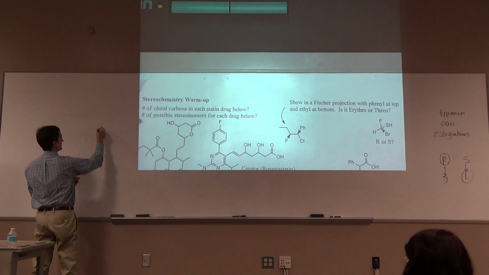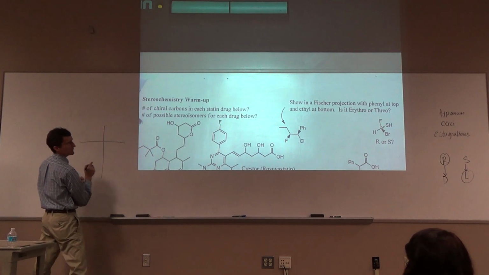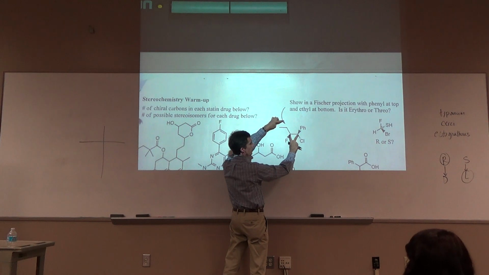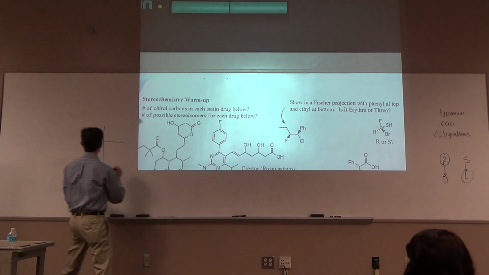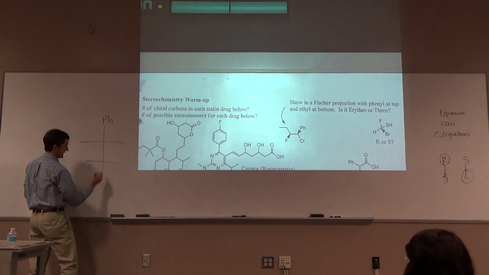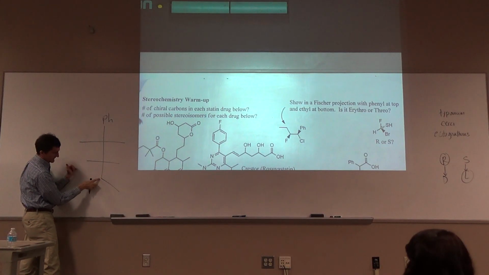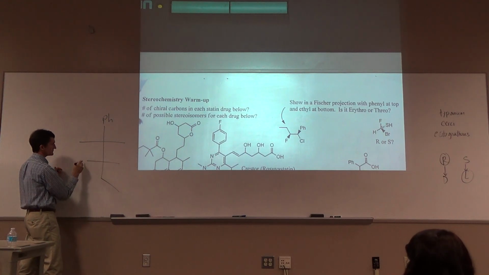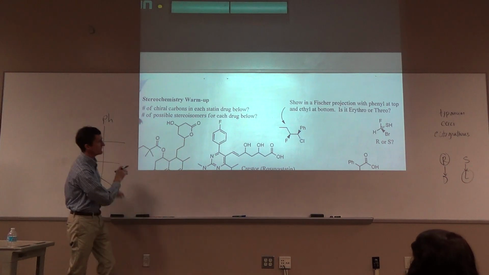Ultimately, I'm going to draw it with... What do I got here? There's the ethyl, there's the phenyl. I got 2 chiral carbons here. So I got 2 crosshairs with phenyl at top, ethyl at bottom. That's just ethyl, CH2, I can just draw it like that. That's 2 H's there. Here were our chiral carbons. Ultimately, we want to have it here.